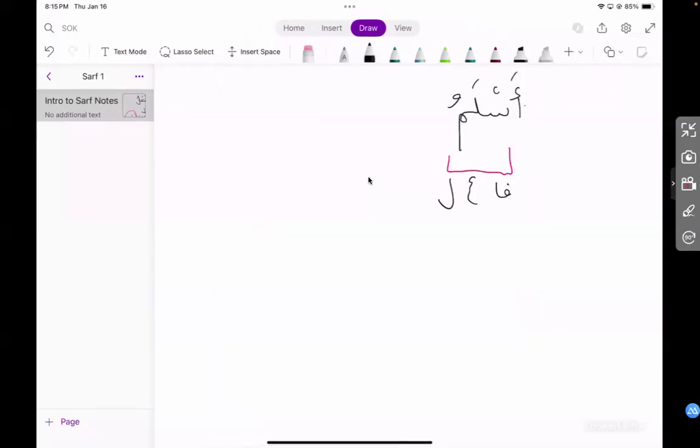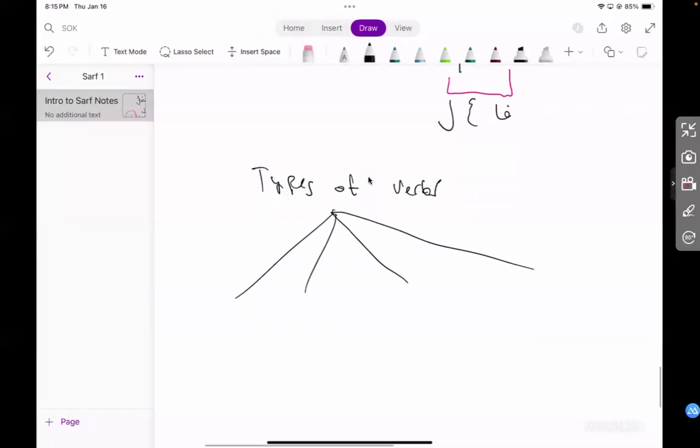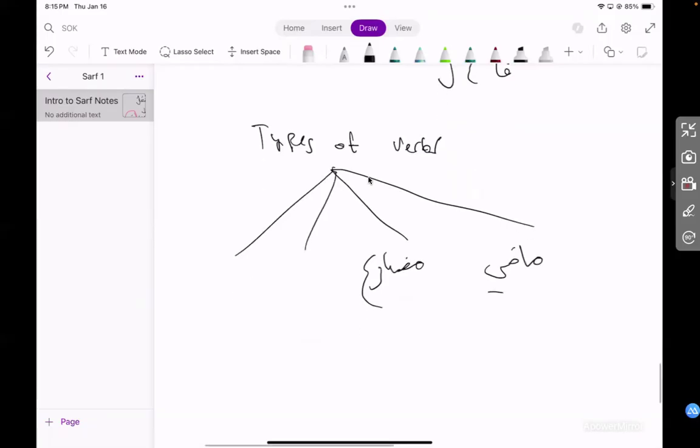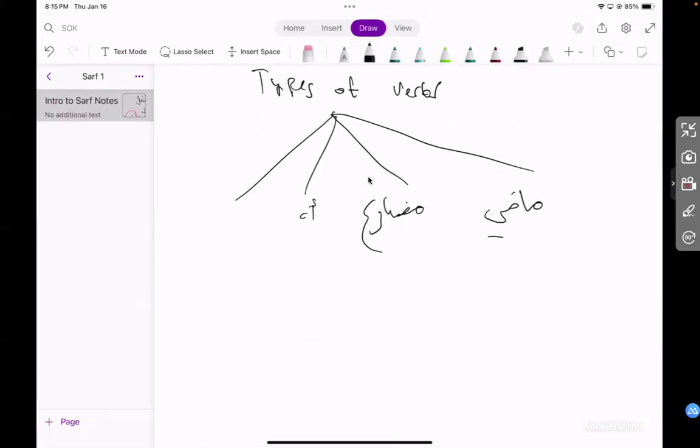Having this under our belt, we are in a position to discuss the types of verbs. We mainly classified them into four types. You had Madi, past tense; Mudari, present or future tense; Amar, command; and Nahi, prohibition.